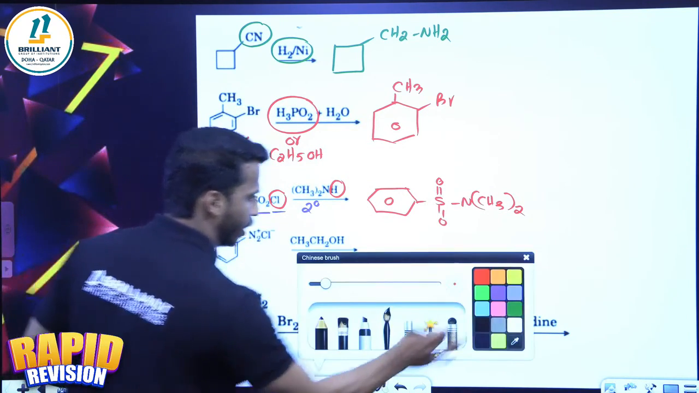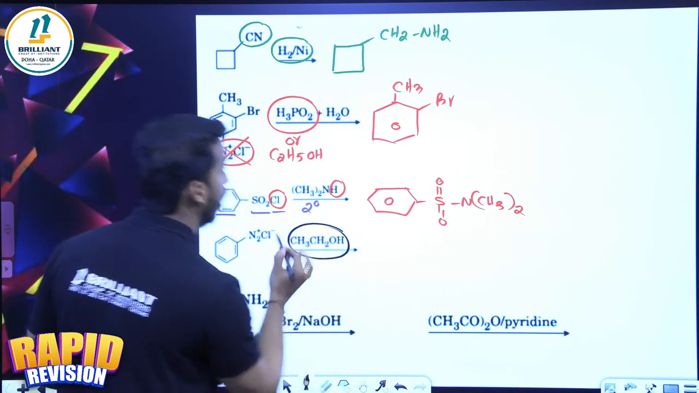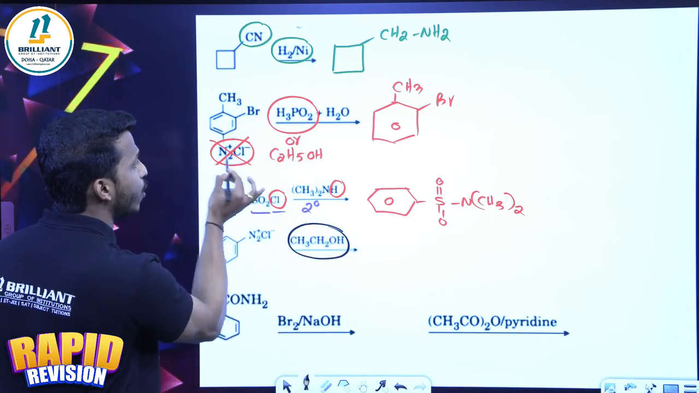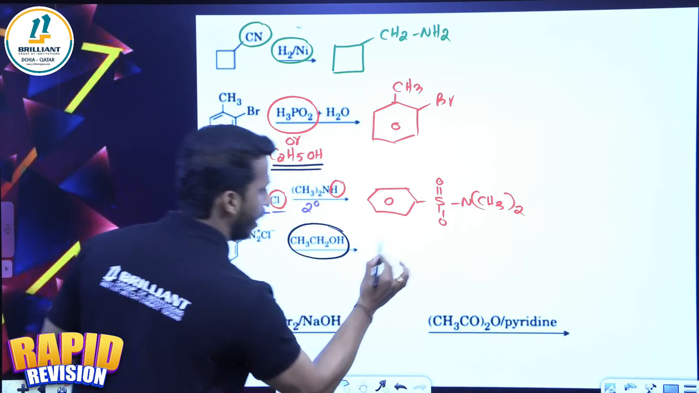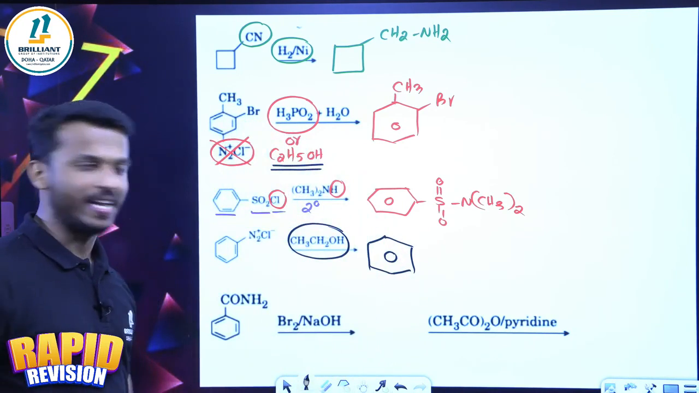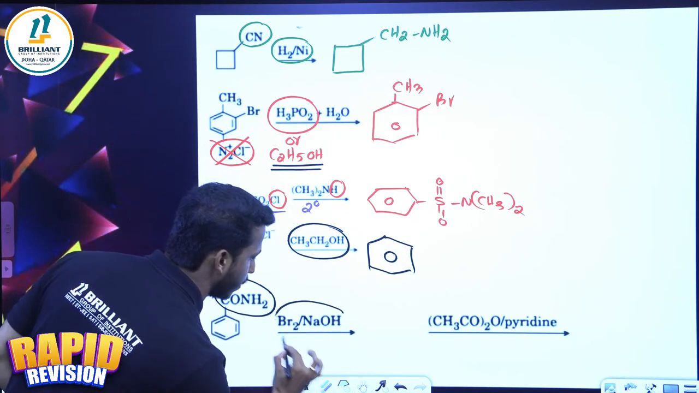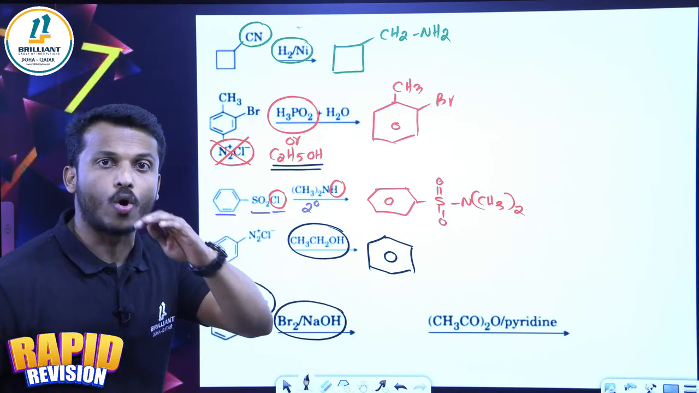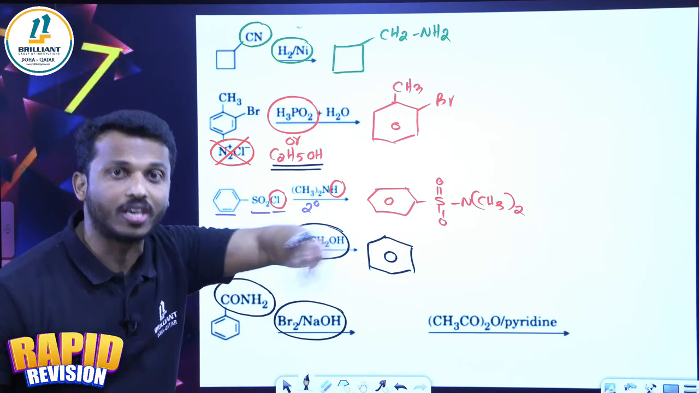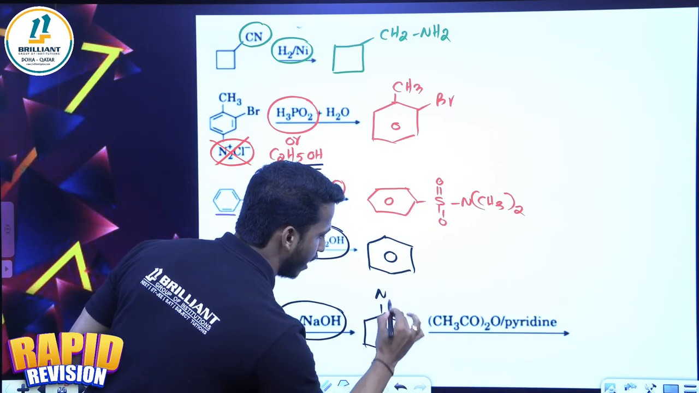And what about this case, dear all? In this case, diazonium salt is given with ethanol that I already gave here. When diazonium salt is treated with ethanol, it becomes benzene. What about this case, dear all? It is an amide. Amide when treated with bromine and NaOH, it undergoes Hoffmann bromamide degradation reaction. It will give you what? An amine. Which amine? Aniline.